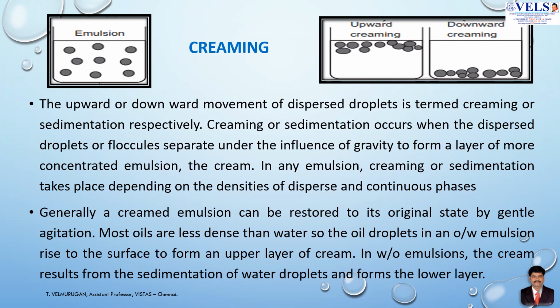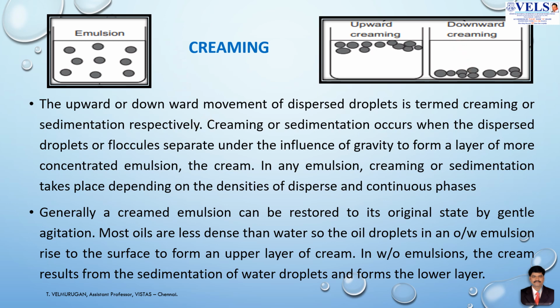The second one, creaming. Here you can see a normal emulsion. See here, creaming. This is the upward creaming. This is the downward creaming. Okay, the flux goes upward, we can call it upward creaming. The flux comes down, we can call it downward creaming.